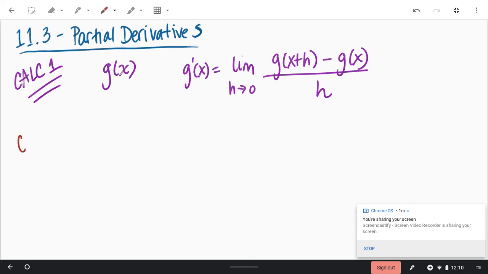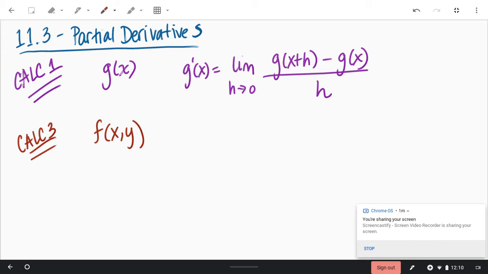Okay, in Calc 3 now, multivariable, we have a function of both x and y. So if there's a function in both x and y, in other words, z equals some function of x and y, and you're supposed to take the derivative, now you have two independent variables, x and y. So we can't do the same thing we did in Calc 1 because it's like, what do you take the derivative with respect to? Which one do you choose?